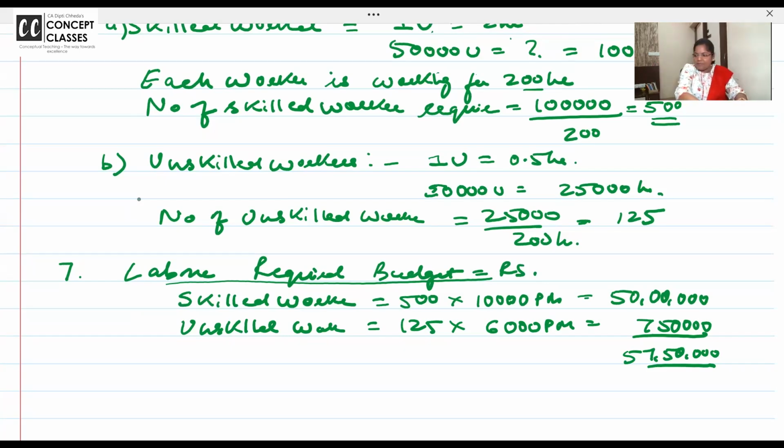Labor required in rupees, over and out. Next, what is required now? Material, labor, and next required is overhead budget. In overhead, different kinds of overhead will be there: variable, fixed, or they can give you factory overhead and all. So like that, different kinds of overhead they can give you.